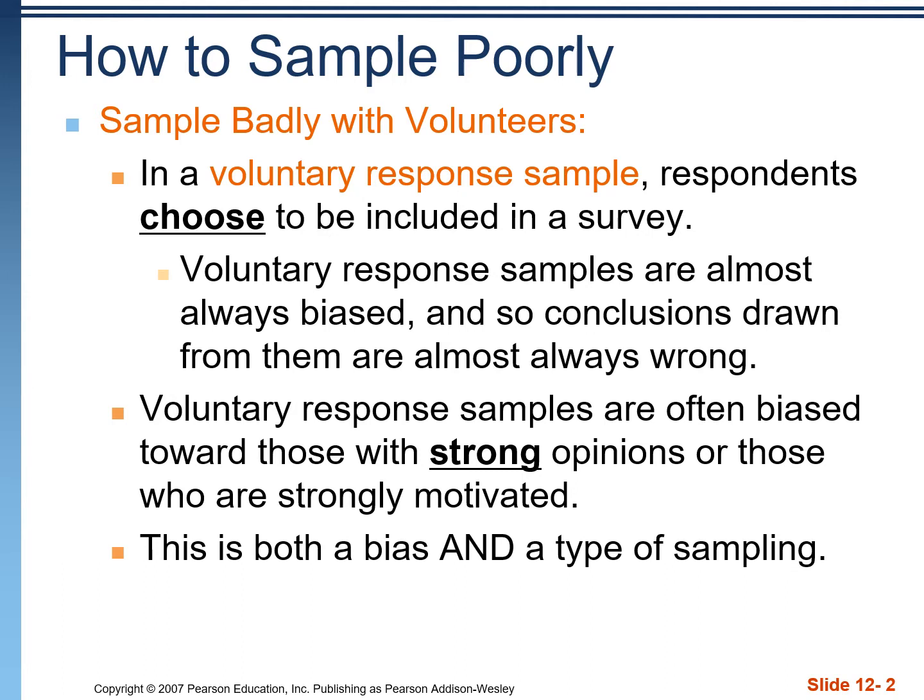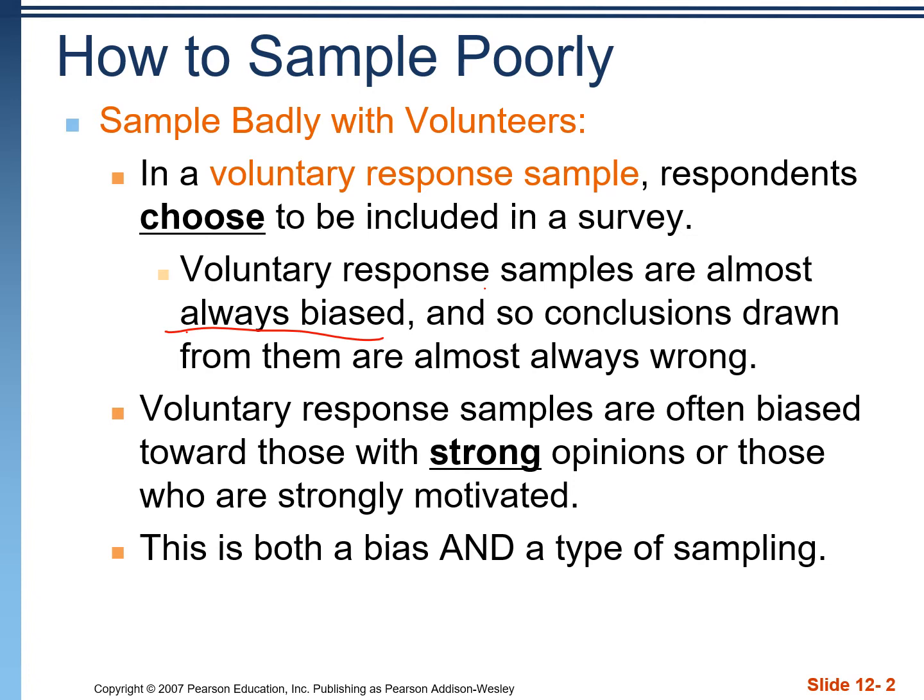Take, for example, when you're on the internet and you see one of those links that says, click here to give your opinion of the president. The only people who actually click that link are people who are strongly in favor or strongly opposed to the president. No one who's indifferent is going to think, meh, let me go through and spend a few minutes giving my opinion. Voluntary response samples are almost always biased, so conclusions drawn from them are almost always wrong. This is the most common way to collect a bad sample.